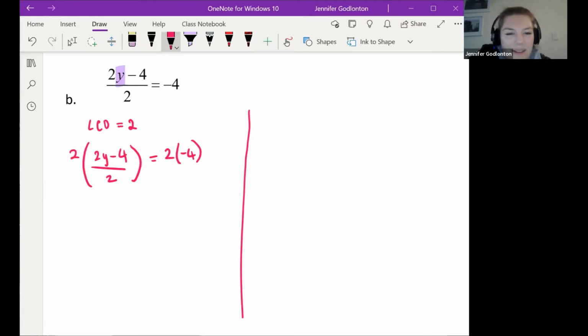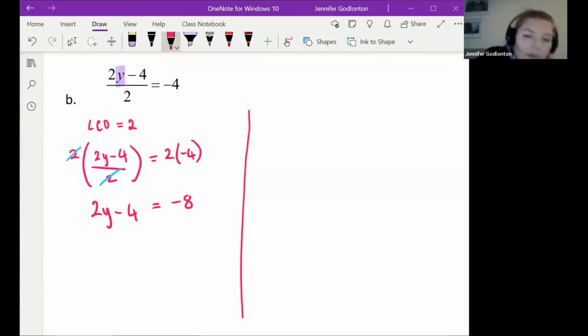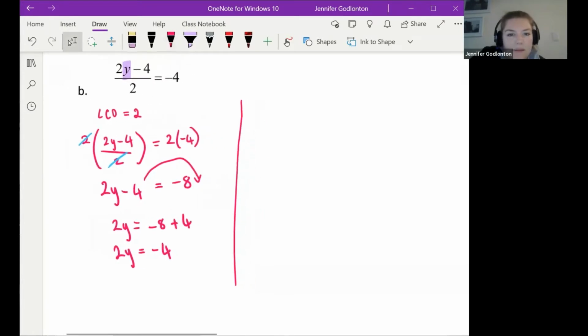Then on the right-hand side of the equation, it would be -8. And then on the left-hand side, it would be 2y minus 4, because this 2 and this 2 are going to cancel. Then you have to add 4 on the right-hand side of the equation. So then it would be 2y equals -4, because -8 plus 4 gives us -4. And then you're going to divide both sides by 2.